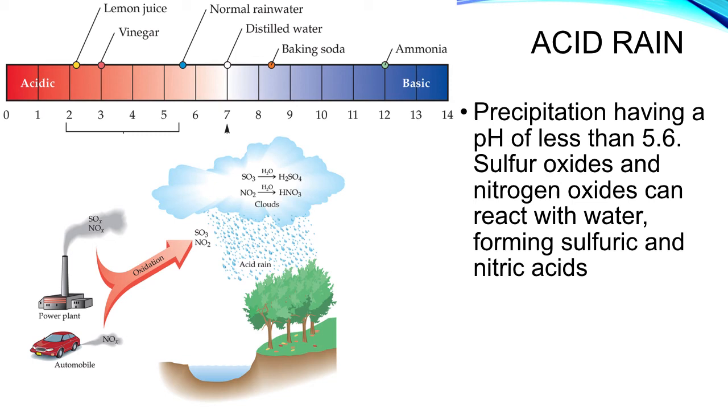Acid rain has also been associated with forest decline. For example, the Black Forest in Germany is about 50% destroyed, and a lot of that is associated with acid rainfall.